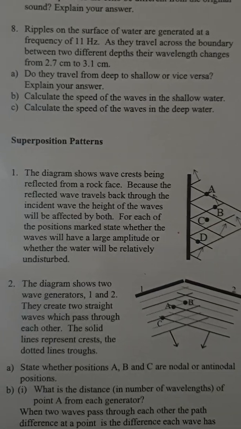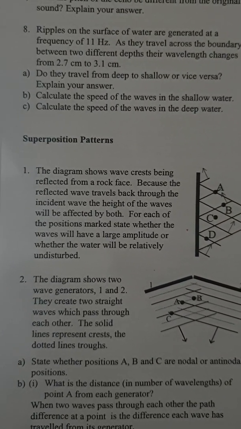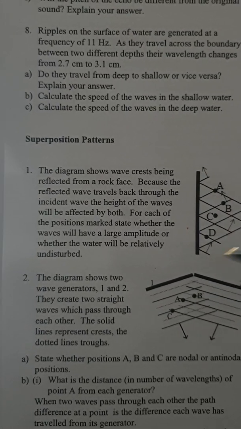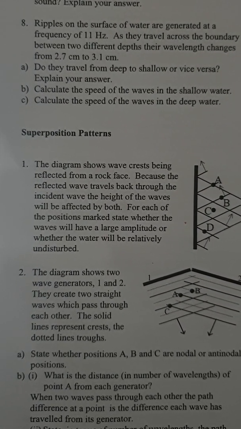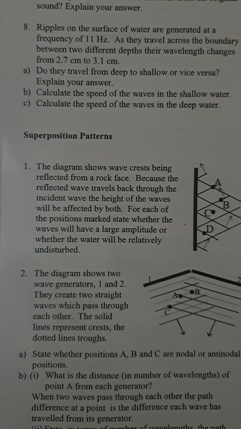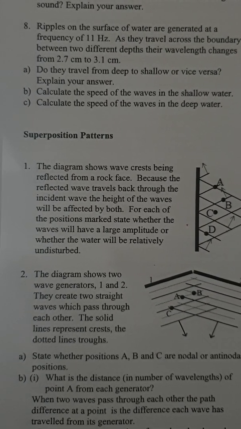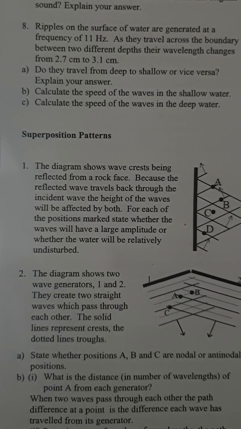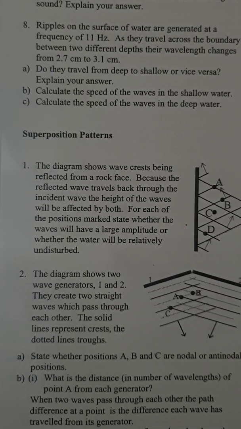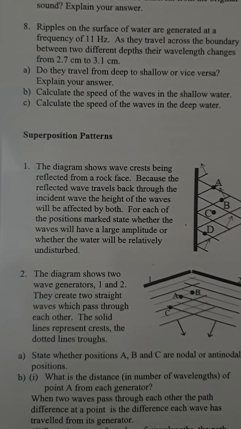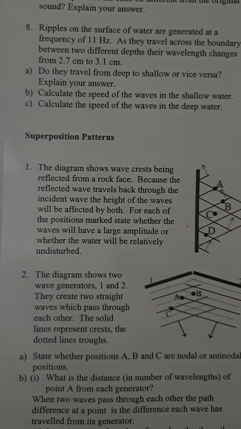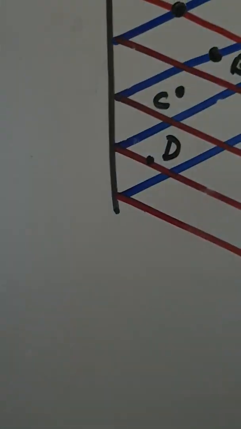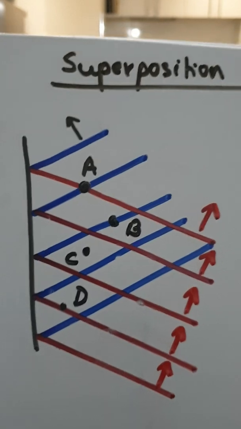The diagram shows wave crests being reflected from a rock face. So the bold line is the rock face. Because the reflected wave travels back through the incident wave, the height of the waves will be affected by both. For each of the positions marked, state whether the waves will have a large amplitude or whether the waves will be relatively undisturbed. So I've drawn a diagram over here and I've color coded it.